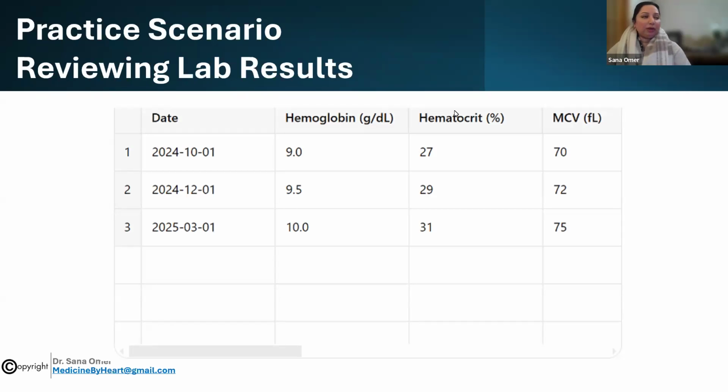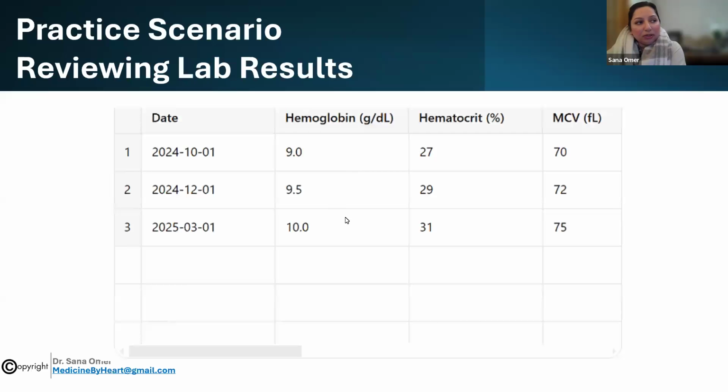That's very nice. Now, if you just have a look at this lab result. If you go on the date section over here, we see that the patient started the medication on the 1st of October 2024. Then the lab test was repeated in December, and then again in March. So we can see the lab results at 3 months difference. But the rise in hemoglobin and hematocrit and MCV is there, like 9, 9.5, 10, but it is not a very significant rise. And she is still anemic.